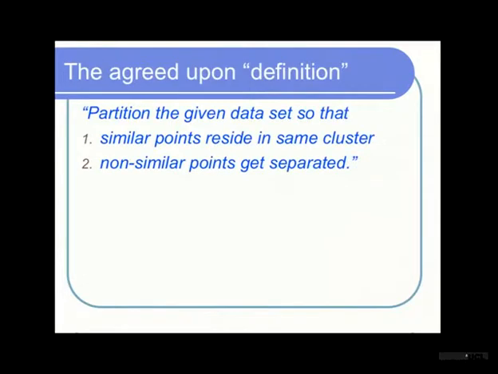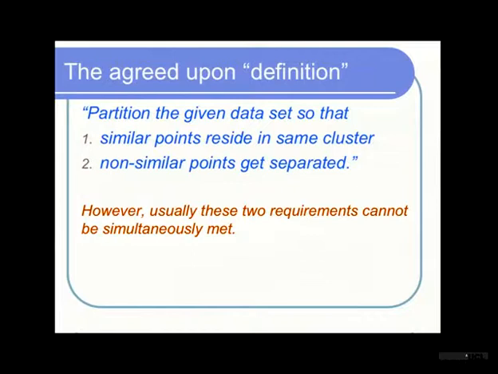Okay, so what is clustering? The definition you will find on Wikipedia or wherever you search is that you're trying to partition the data so that similar points reside in the same cluster and non-similar points get separated. There are several problems with this definition. The first is that these two requirements cannot be simultaneously met for many data sets. Similarity is not a transitive notion, but being in the same cluster is transitive. So you cannot satisfy both at the same time, and we'll see such examples.